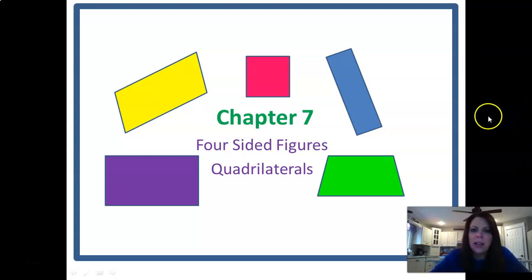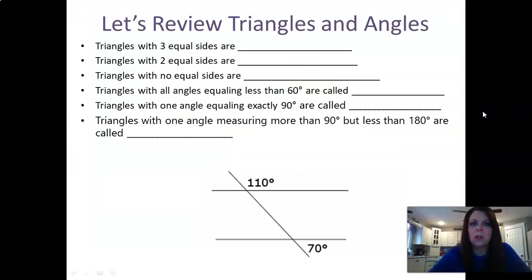Before we start that though, I would like to do just a little refresher together on triangles and angles. So triangles with 3 equal sides are called equilaterals. Triangles with 2 equal sides are called isosceles. And triangles with no equal sides are called scalene.